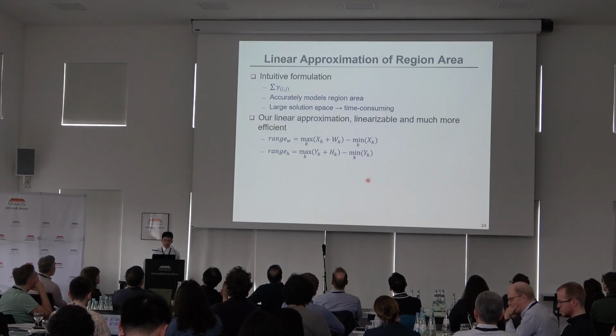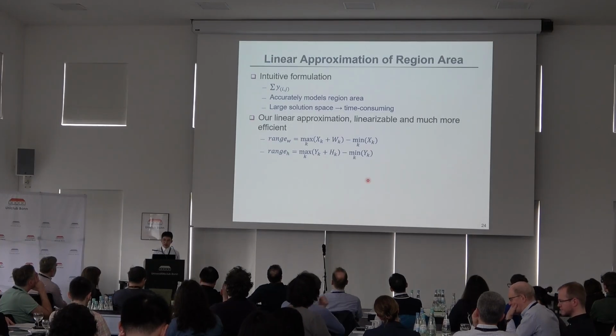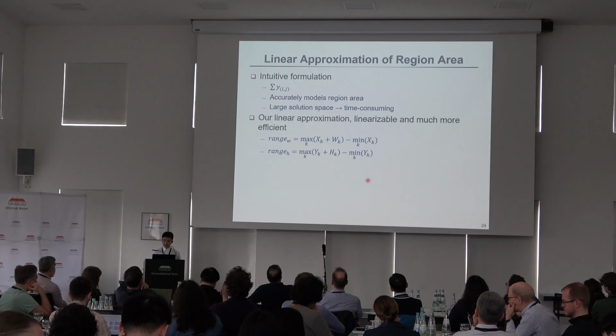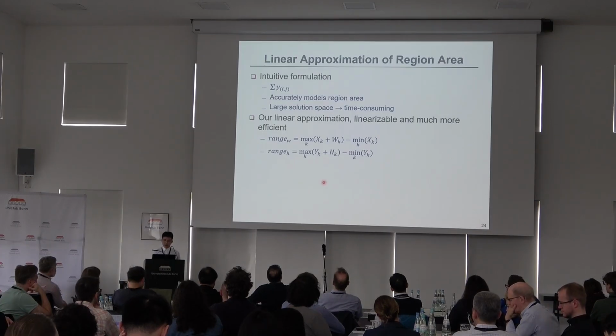An intuitive way to model the region area is to directly sum all the selected Y grids. While it is accurate, it introduces a large solution space and increases the solving time. Instead, we approximate the region area using the horizontal and vertical ranges. Those expressions are linearizable and significantly reduce the complexity.